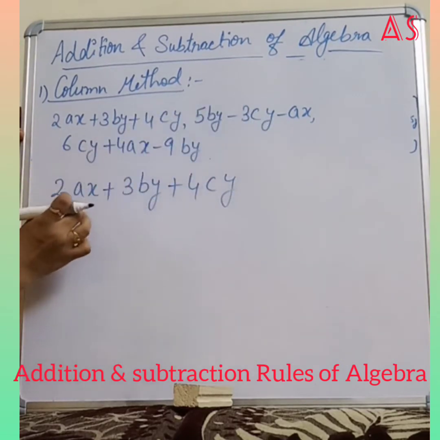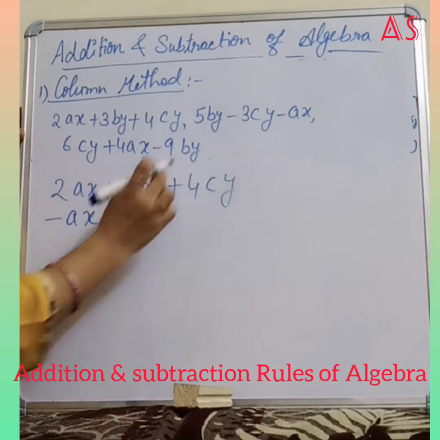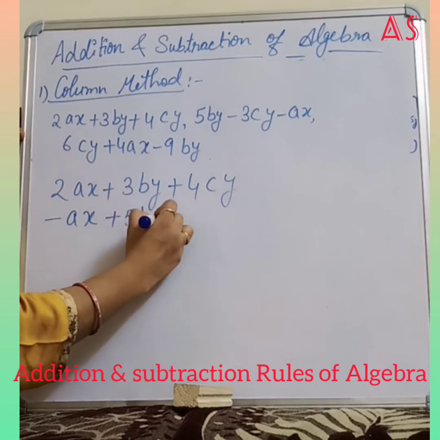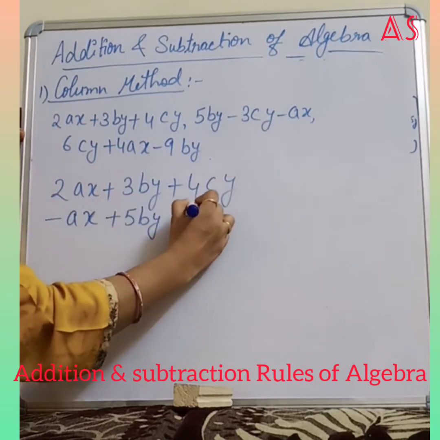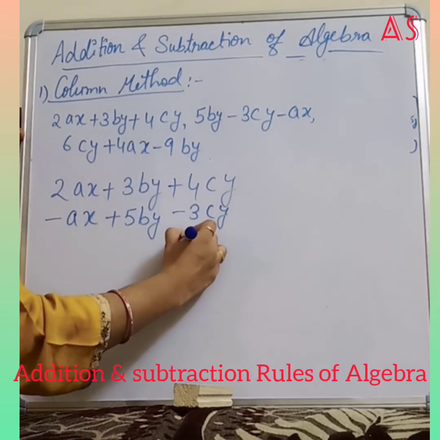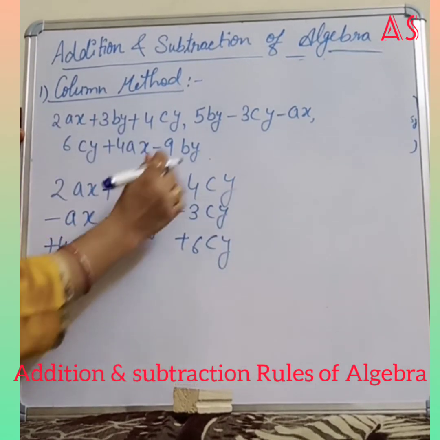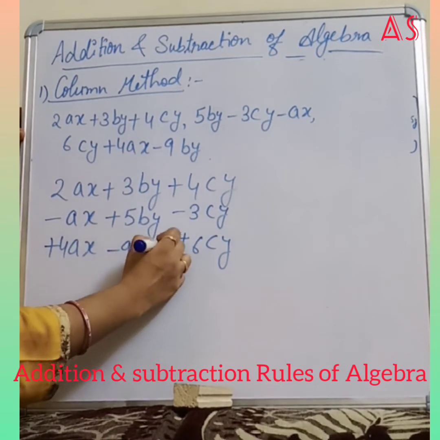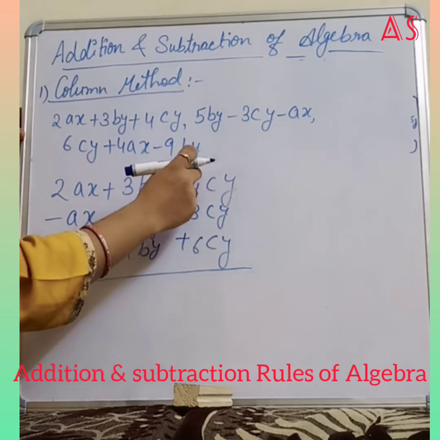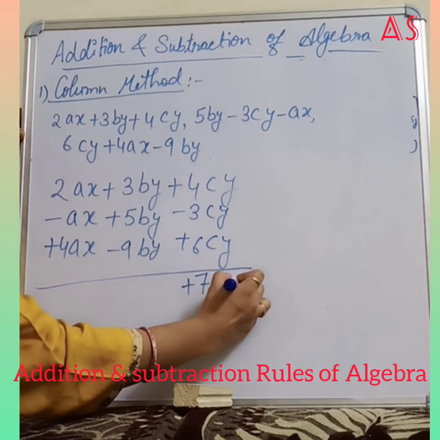Now below that, second part. ax you will search here, minus ax you will take. Then by is your 5by, plus 5by. No sign means plus sign in algebra. And cy is your minus 3cy. Now the third part, plus 6cy. So you will write plus 6cy, then plus 4ax, which sign do you have to take, then minus 9by. Okay, so now integer rules we will follow. 6 plus 4 is 10, and 10 minus 3 is 7, plus 7cy.